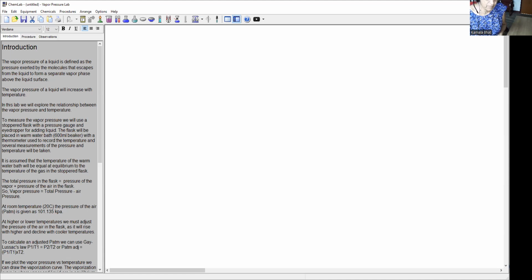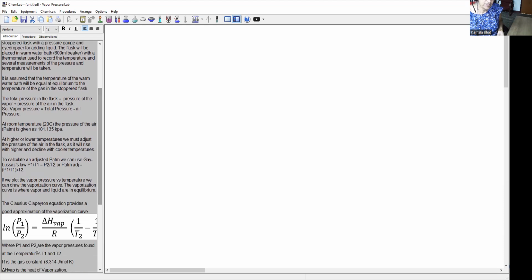Now, if you plot a graph, as I stated, you will get a linear equation, which is denoted by the expression ln(P1/P2) = ΔHvap/R (1/T2 - 1/T1), where they have their usual signs and descriptions. P1, P2 are the vapor pressures of the gas, T1, T2 the temperatures at that point. The gas constant R is 8.314 joules per mole Kelvin, and ΔH is the heat of vaporization.